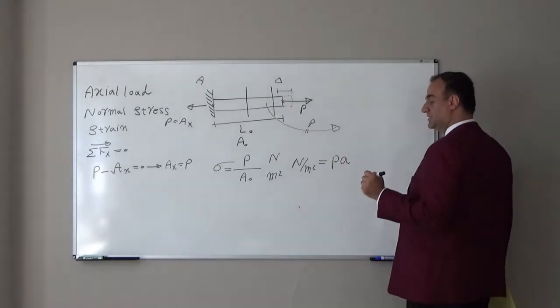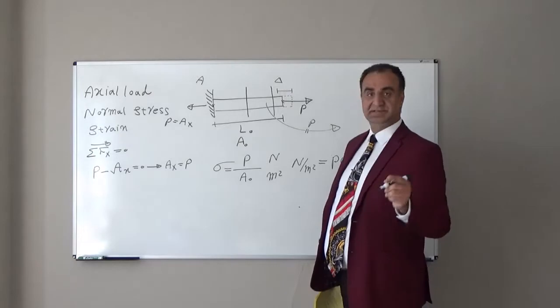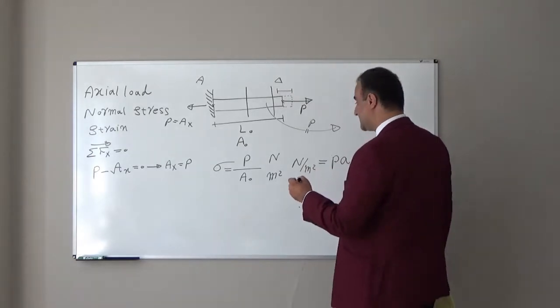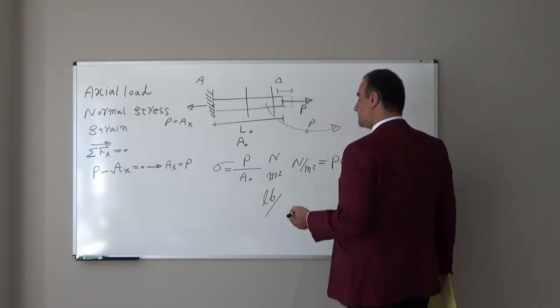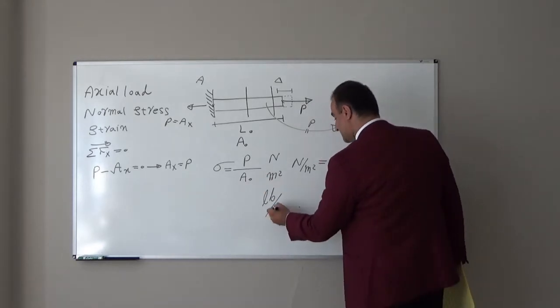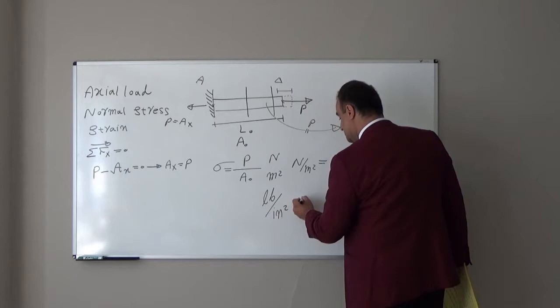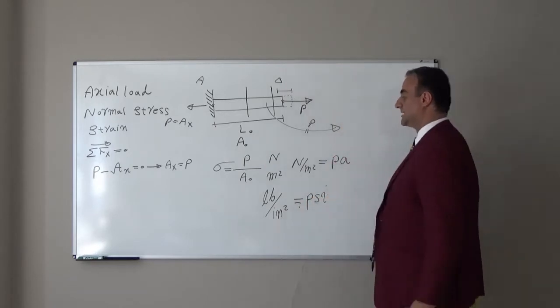Or in the British system or US customary system, we know the force unit is pound. And the unit for cross-sectional area, for example, is inch squared. So the unit will be PSI.